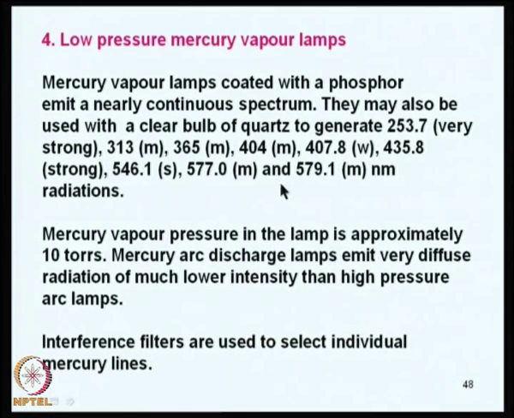Suppose you use a phosphor coated mercury lamp, it will give you a diffused wavelength, and the concentration and the strength of these lines would be much lower in the phosphor coated lamps. Whereas, if you use a clear lamp, they would give you the radiation corresponding to this at a very high intensity basically. So, a mercury vapor pressure lamp would have approximately 10 torr of vapor pressure in the lamp, not more. So, mercury arc discharge lamps also emit very diffuse radiation of much lower intensity than high pressure arc lamps.